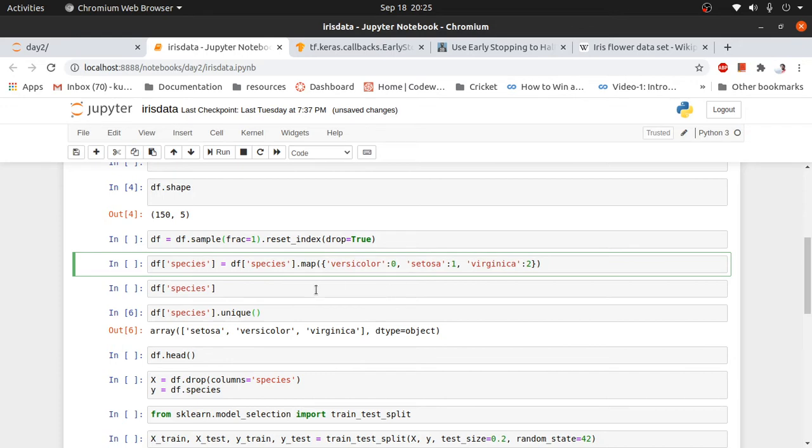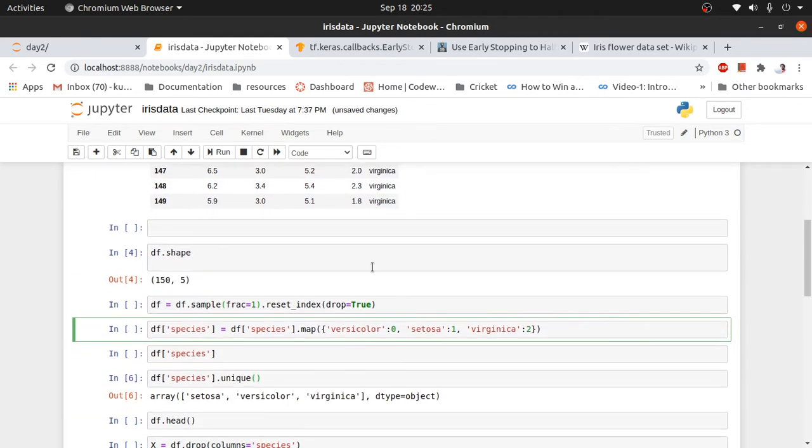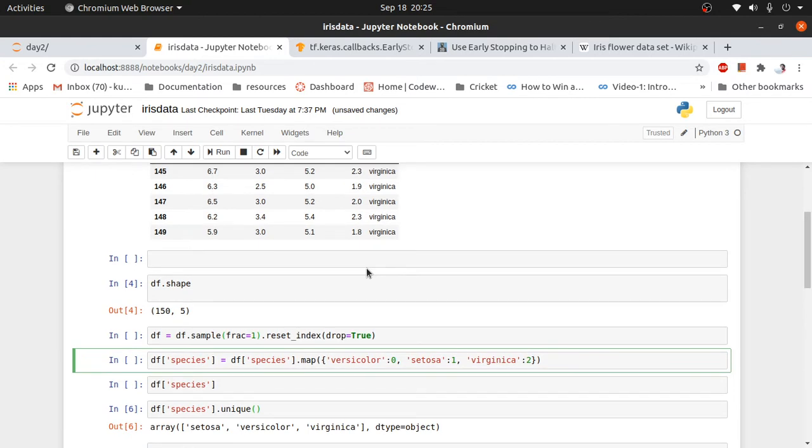Here, what I am doing is, the Keras model takes only numbers as input. So what we have to do is map and encode these labels. What I have done here is I have encoded versicolor as 0, Setosa as 1, virginica as 2. So that's what I have done.